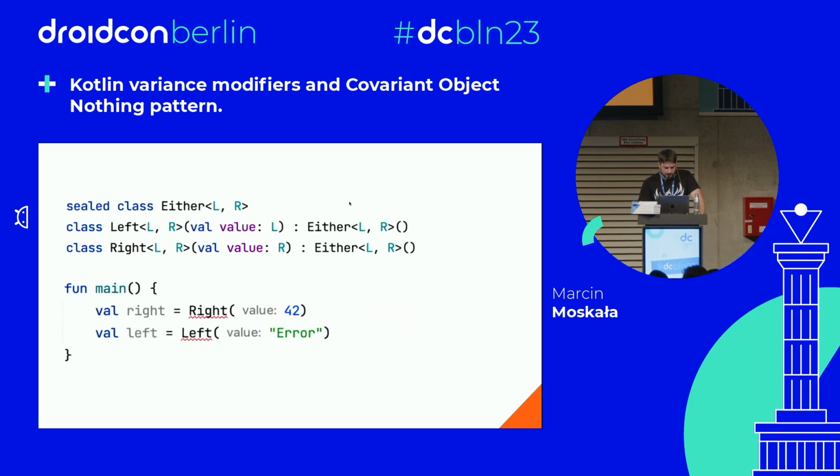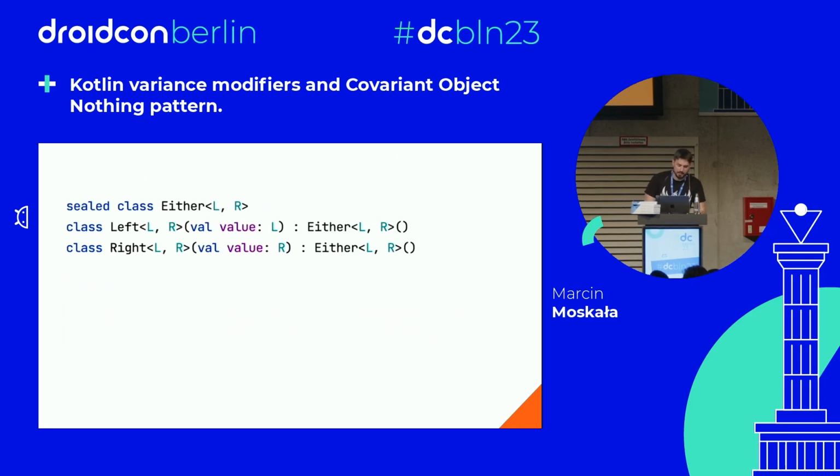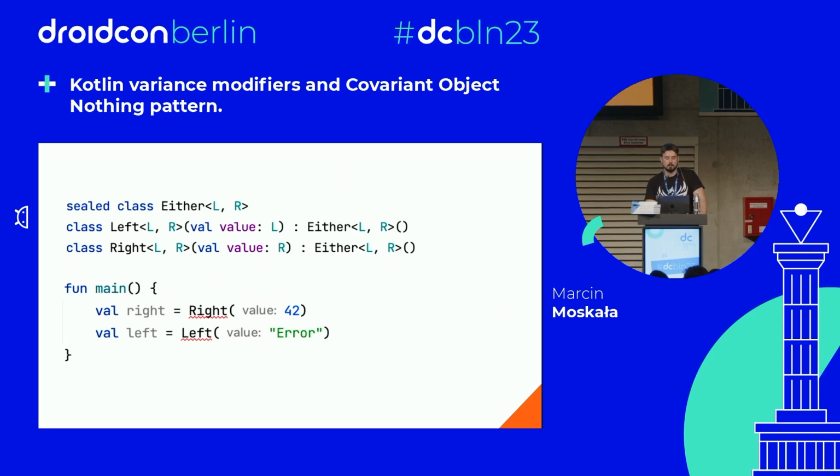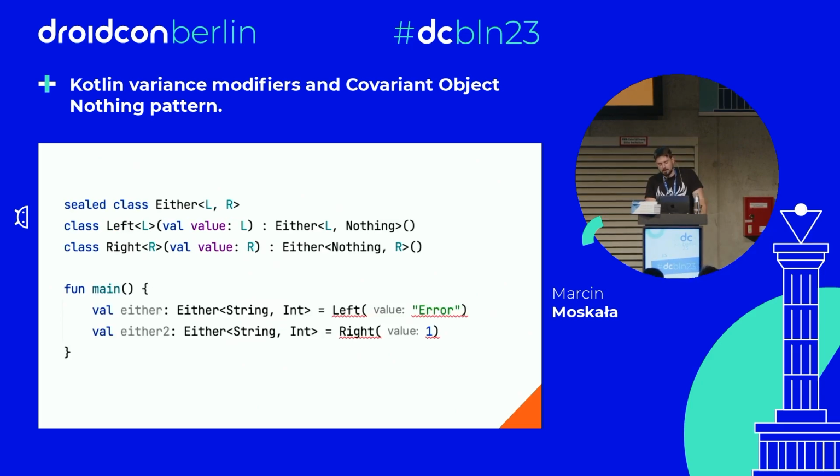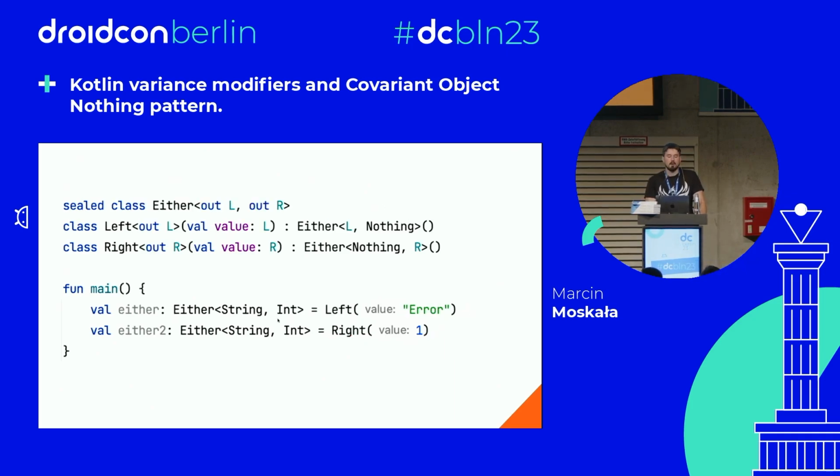I had the slides showing that, like either Left or Right. It's very limiting because you cannot create Right or Left without specifying the type for the other side. If you use Nothing, then you cannot create that, because you would need to have Nothing here and here, and only covariance helps us. Also notice that covariance must be both in Either and in Left and Right, because they have the same name, but those are different parameters.